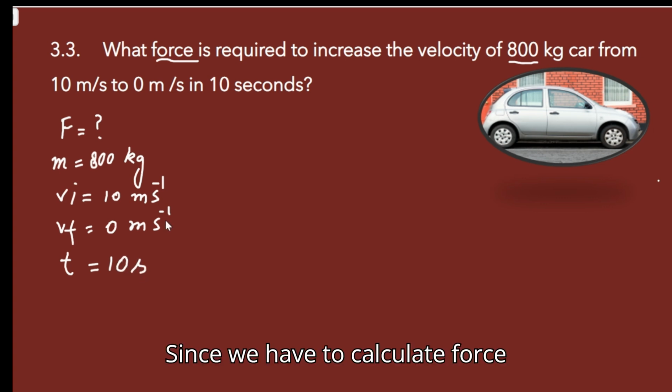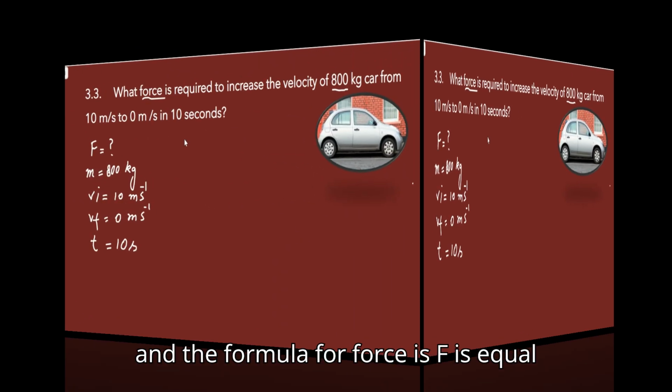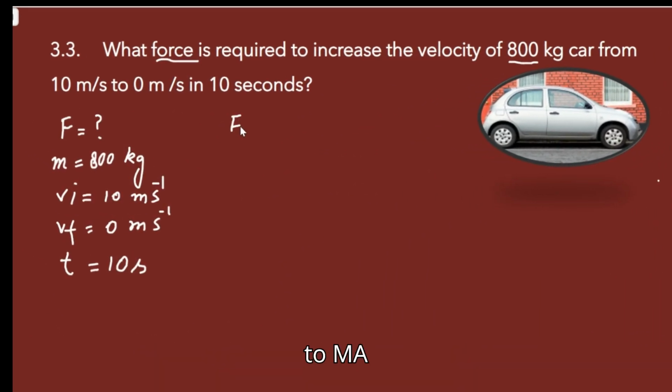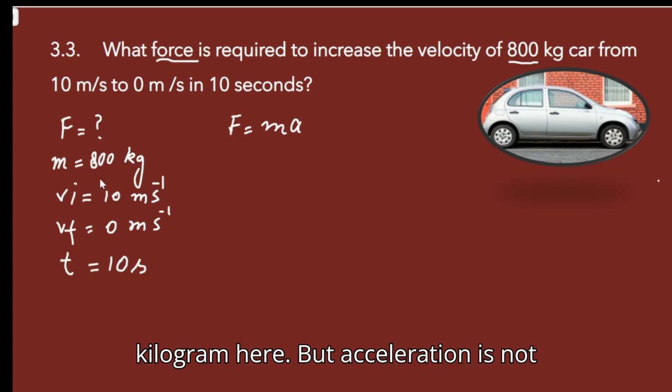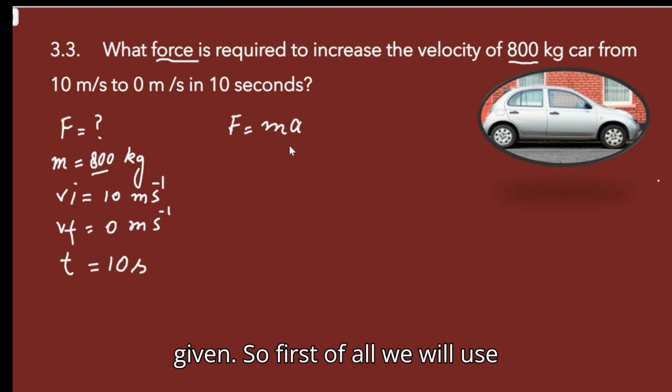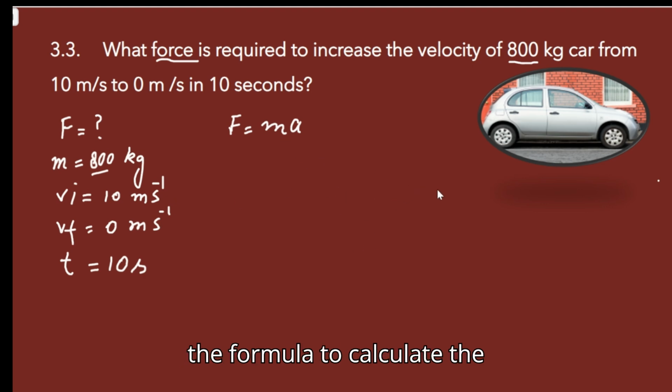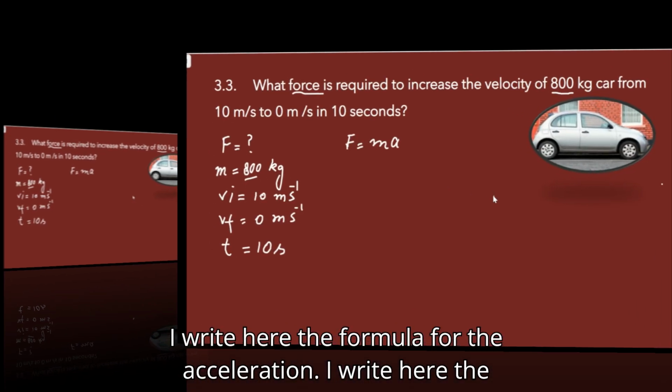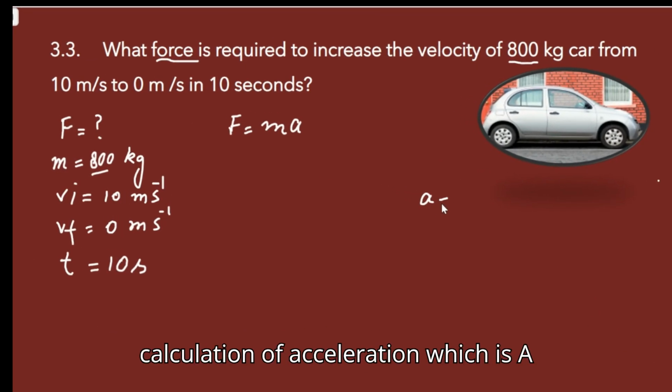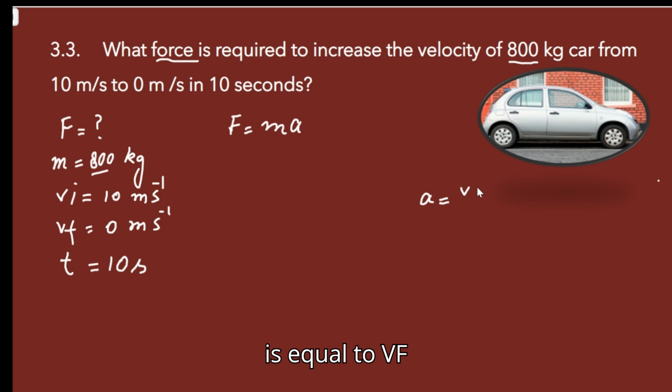Since we have to calculate force, the formula for force is F is equal to ma. Here mass is given, which is 800 kilogram, but acceleration is not given. So first of all, we will use the formula to calculate the acceleration. I write here the formula for the calculation of acceleration, which is a is equal to vf minus vi divided by t. We put the values here.